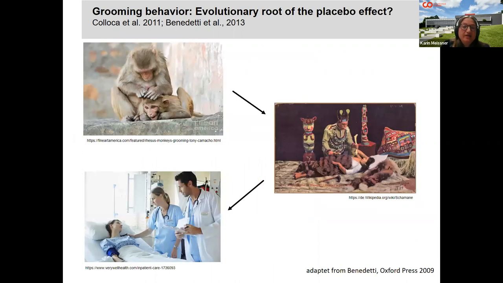So grooming behavior, you can see here on the left-hand upper side, is a behavior in which animals care for each other, for example, when one animal feels sick. The grooming behavior has for a long time been speculated to be the evolutionary root of the placebo effects. And therefore, it's very interesting that we could find a link between protein changes in the blood during the placebo effect in nausea and proteins that are related to grooming behavior.